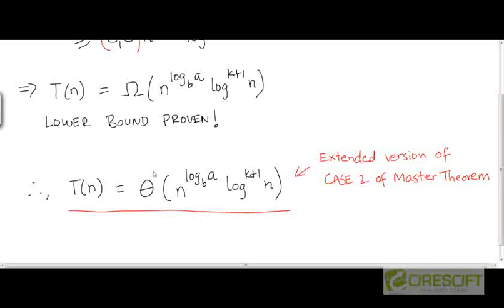And then, having proven the big omega part and having proven the big O part in the last video, we proved that T of n has this asymptotic complexity as stated by the extended version of case 2 of Master Theorem. So this is the proof of the extended version of the case 2 of Master Theorem.